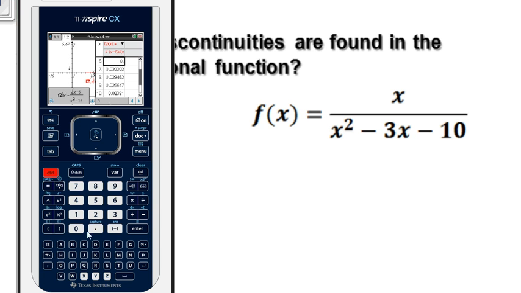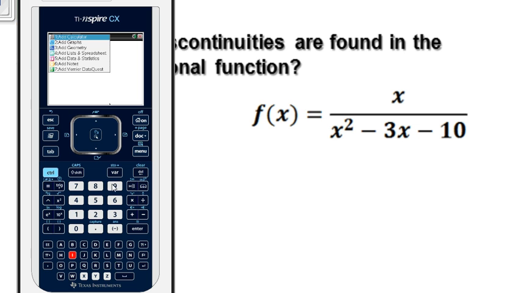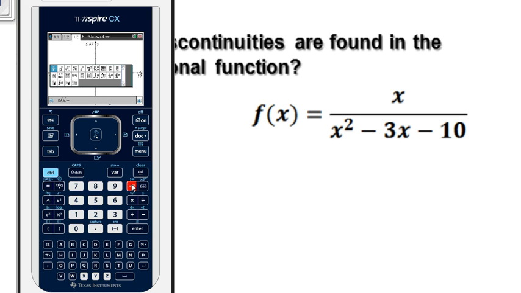And we'll go Control I, add a graph, and we go and set this up. We have x, and in the numerator and the denominator we have x squared minus 3x minus 10, and we have that. We can graph it, and we see two discontinuities here.